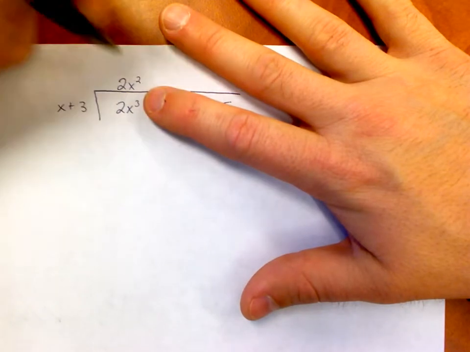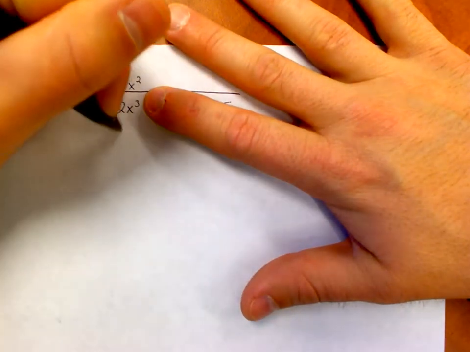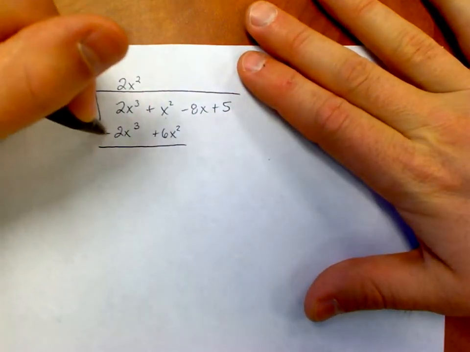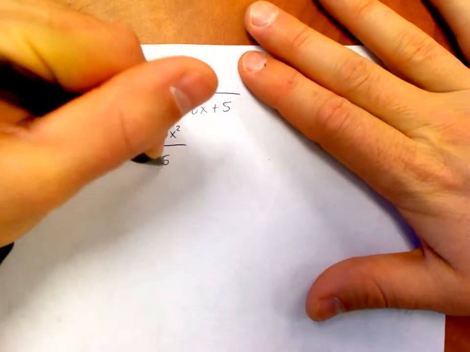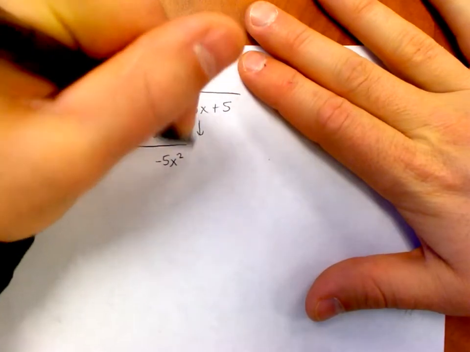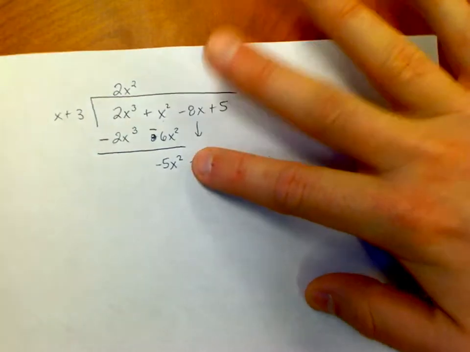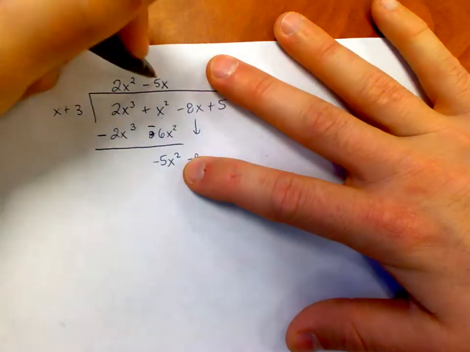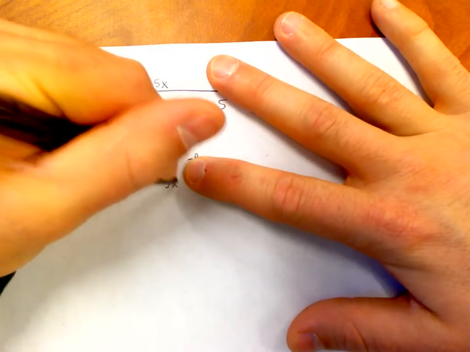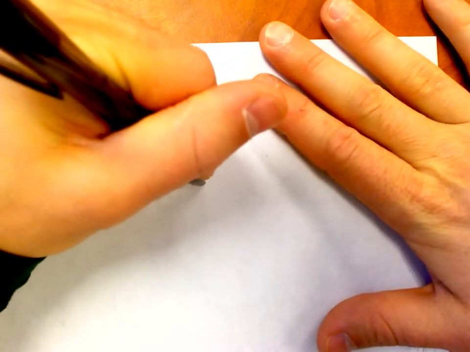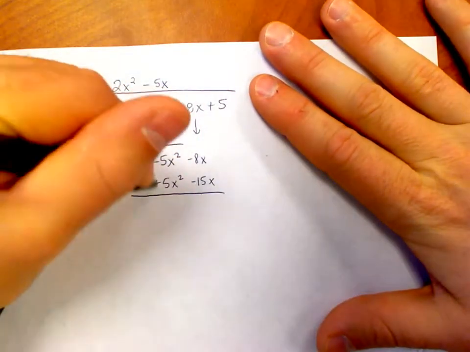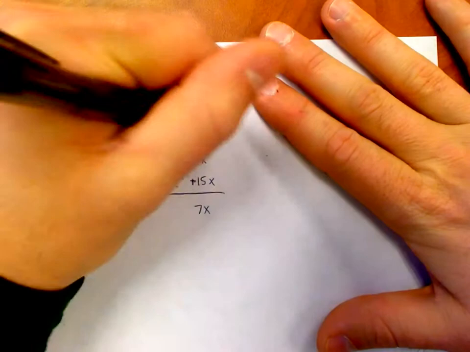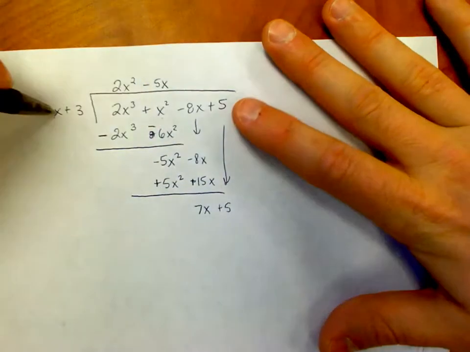This would be 2x squared that I would need. I'm going to distribute out. That gives me 2x cubed plus 6x squared. Flip the signs and add. Drop the 8x, negative 8x. Next value would be a negative 5x. If I distribute out the negative 5x and multiply out, I get negative 5x squared minus 15x. Flip the signs and add. That gives me 0 and 7x. Drop the 5. I'd end up with a 7 here.